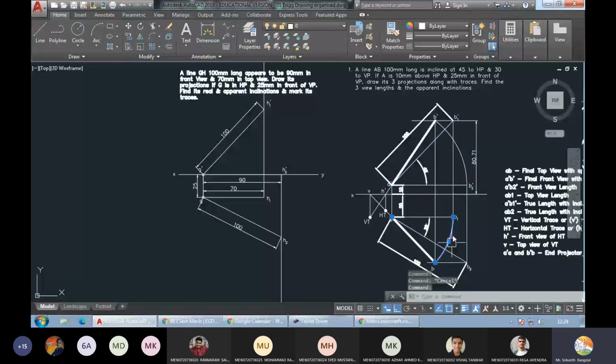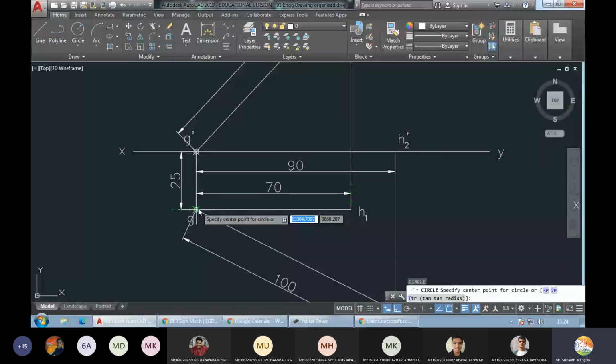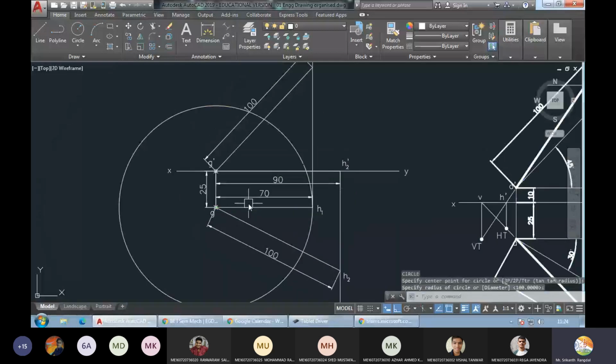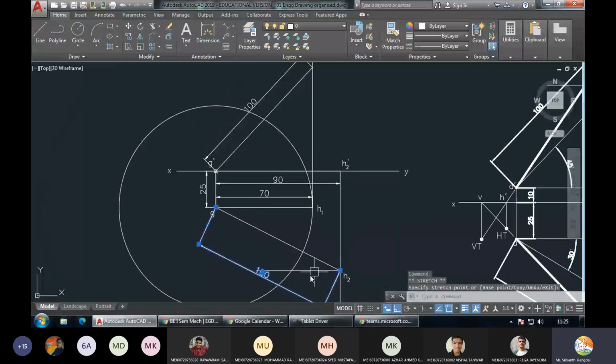Let us go ahead. So take circle. From G, draw a circle passing through H1. And from H2, I have to take a straight line. So this intersection, I'll just drag this down. The intersection between these two is the point we need. So what is this point? That point is H. And that is the final top view.